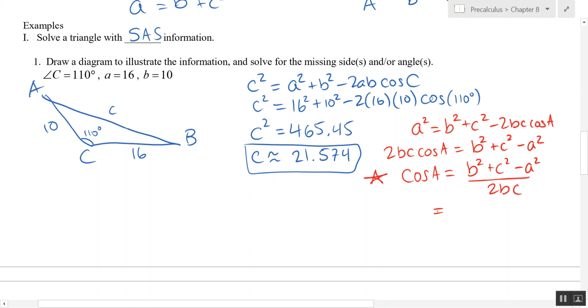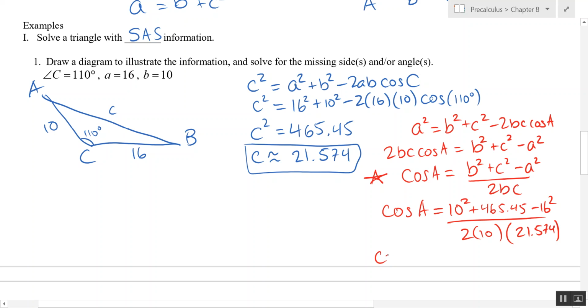We make our substitutions. So we have 10 squared, c squared winds up being 465.45 from the previous problem, minus 16 squared, all over 2 times b, which is 10, and c was 21.574. And again, make sure you use the previous answers when you can. This is the cosine of A. If you simplify this whole right side on a calculator, cosine A is 0.7172.